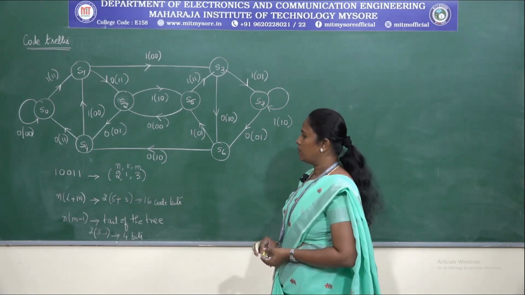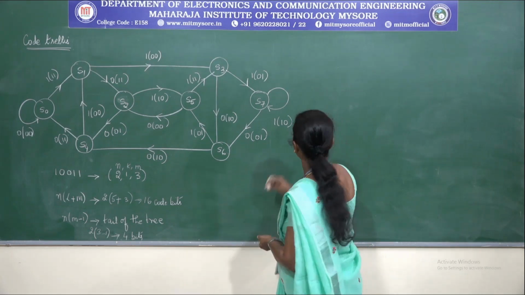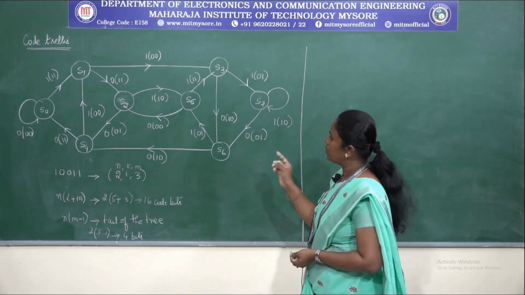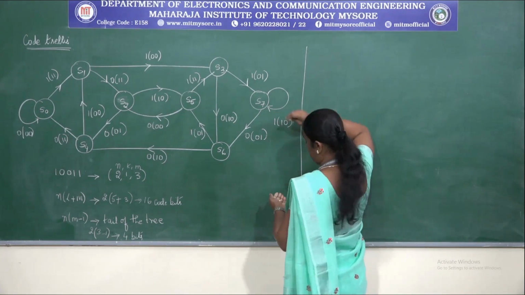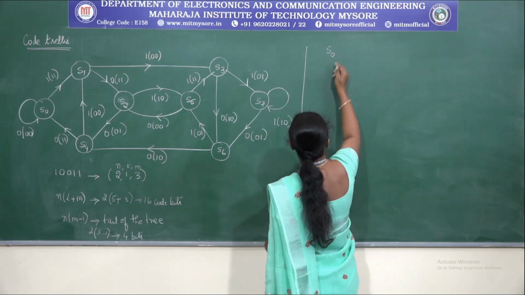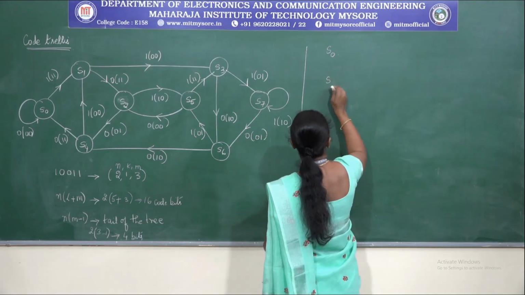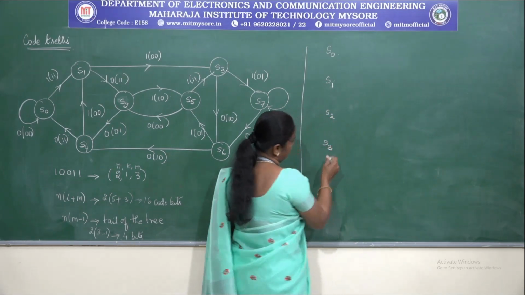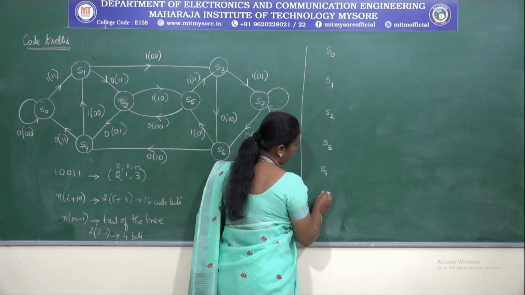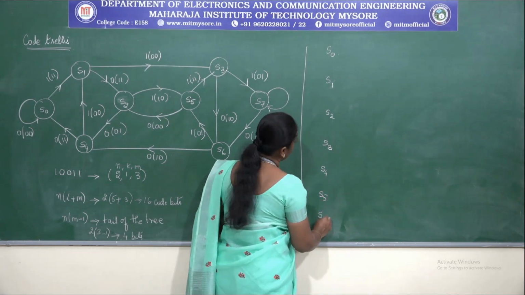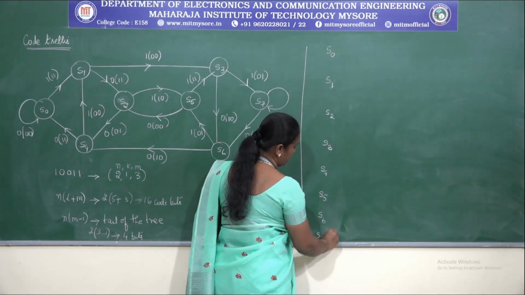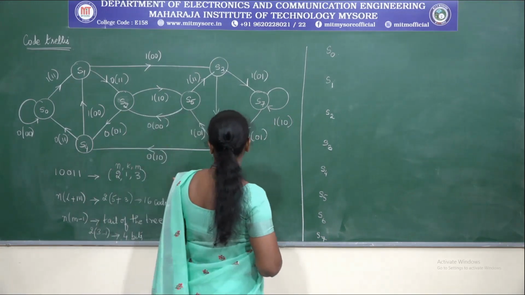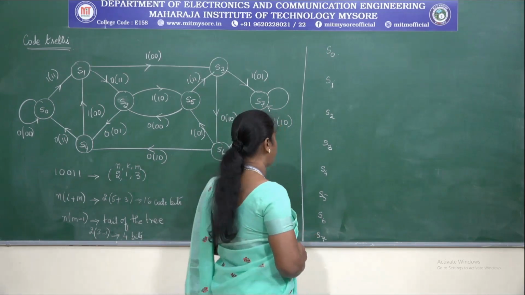Okay. So now let us see how we can write the code trellis here. How many states do we have? We have 7 states: S0, S1, S2, S3, S4, S5, S6 and S7. Okay. With each state we have input 0 as well as input 1.